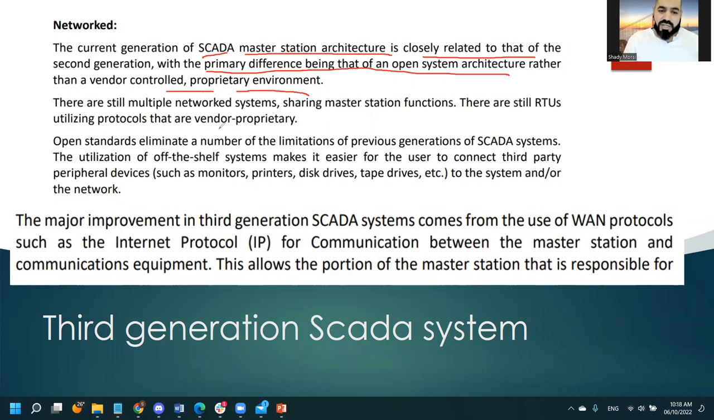Also, what I wanted to say is that the major improvement in the third generation SCADA system comes from the use of WAN. We started to rely on WAN technology. WAN technology means we are going to use Internet Protocol (IP) to communicate between the master server, which is the one that controls the systems, and the rest of my systems. Now I have my data and everything going to the internet, and I have someone in another part of the country looking at it and controlling it.